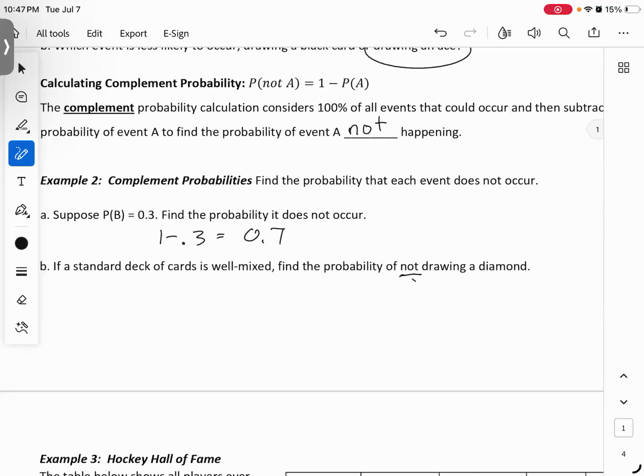It will pop up sometimes where it's not that they want it to happen, it's that they don't want it to happen. In this case, it would be probability of getting a diamond. So the way you could do it is first calculate the probability that you do get a diamond and then subtract that from one. Like just get rid of all the diamonds. So in this one, what it would look like is, well, first of all, we've got there being a diamond. So you would do one minus probability there's a diamond.